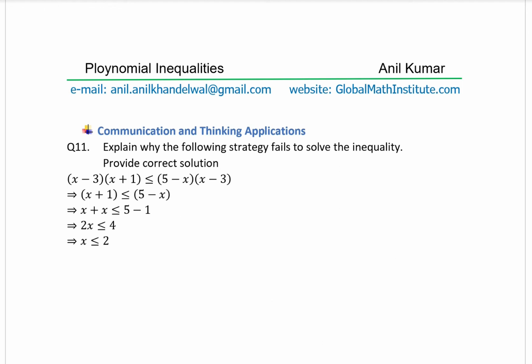Question number 11 here is, explain why the following strategy fails to solve the inequality. Provide the correct solution. So the key thing is it fails. So there's something wrong here. Okay, let's look into the strategy itself. x minus 3 times x plus 1 is less than or equal to 5 minus x times x minus 3. And then the next step, x plus 1 is less than or equal to 5 minus x. Now what is wrong here?